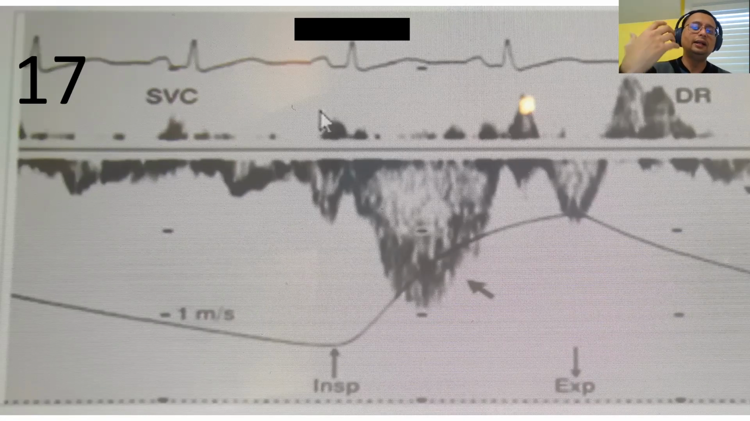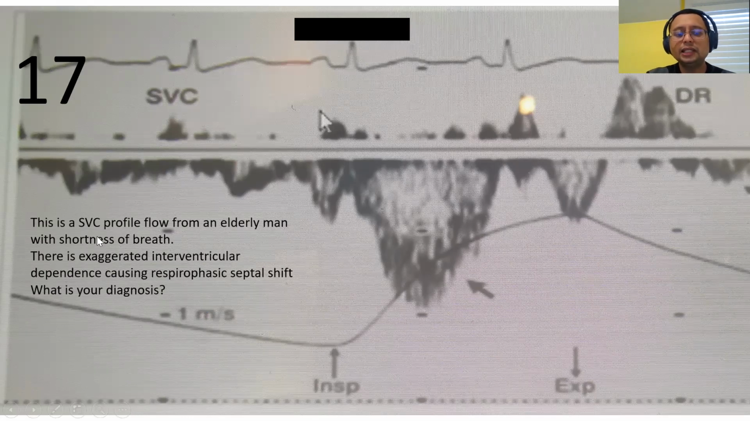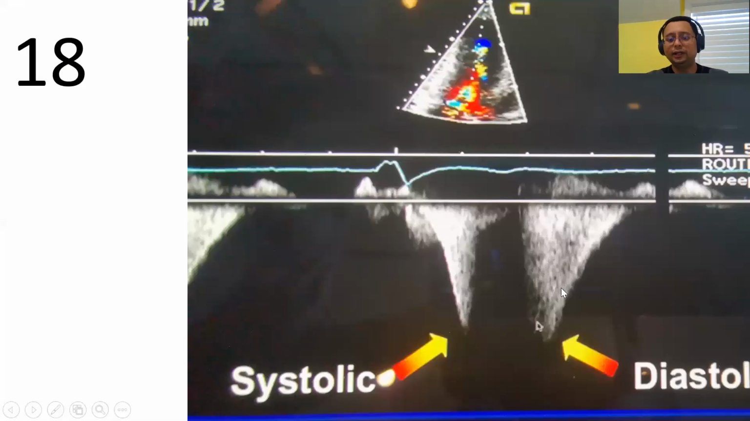Furthermore, it is the right flow from the SVC to the right atrium that is varying with respiration, compared to the left side. So this is an SVC flow profile from an elderly man with shortness of breath. So this is a patient with COPD or someone with respiratory distress, not someone with constrictive pericarditis or pericardial tamponade. All right, this is a spot diagnosis.